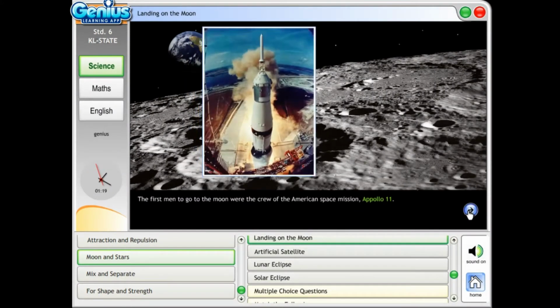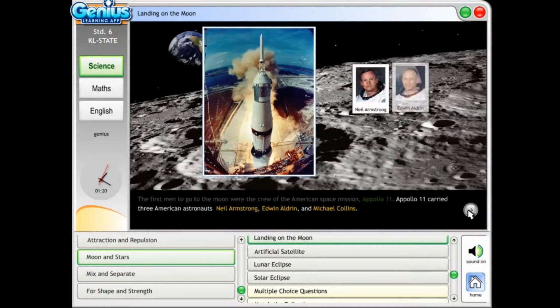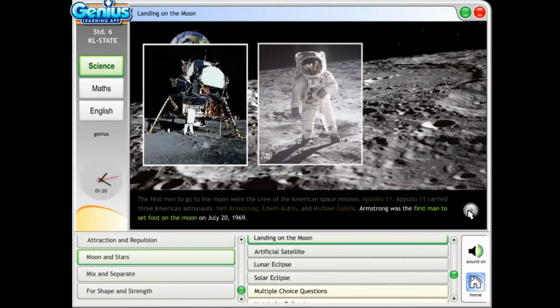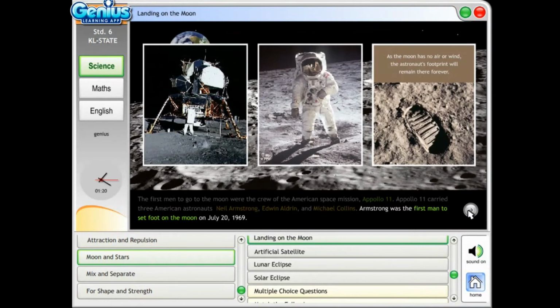The first men to go to the Moon were the crew of the American space mission Apollo 11. Apollo 11 carried 3 American astronauts, Neil Armstrong, Edwin Aldrin, and Michael Collins. Armstrong was the first man to set foot on the Moon on July 20, 1969.